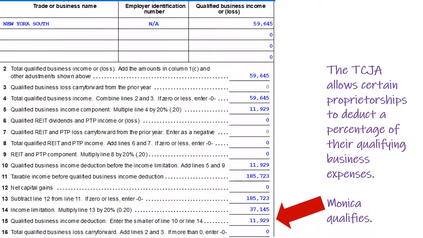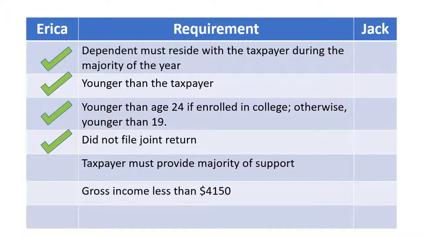We also deduct $11,929 as qualifying business expenses. This provision was passed as part of the Tax Cuts and Jobs Act of 2017. Monica's business, as a catering business, meets this requirement.